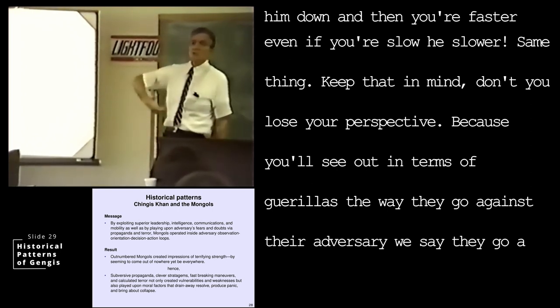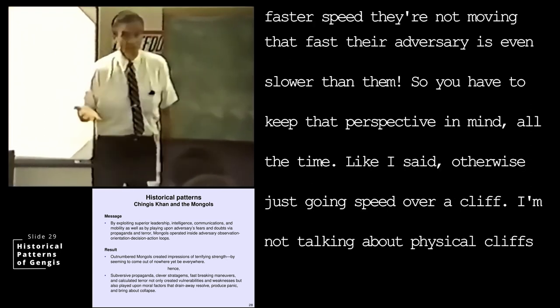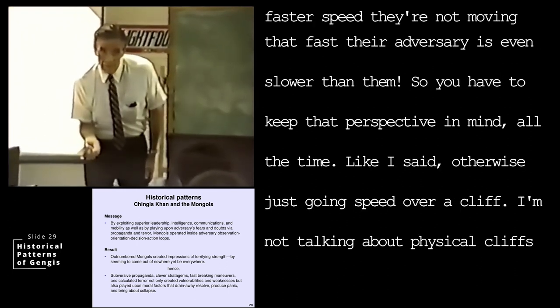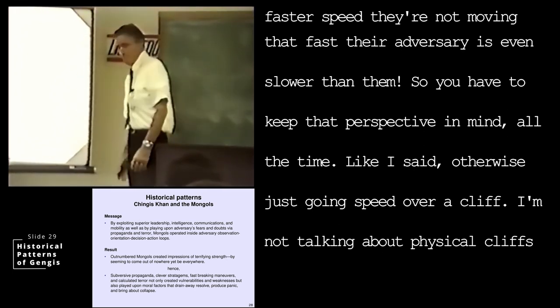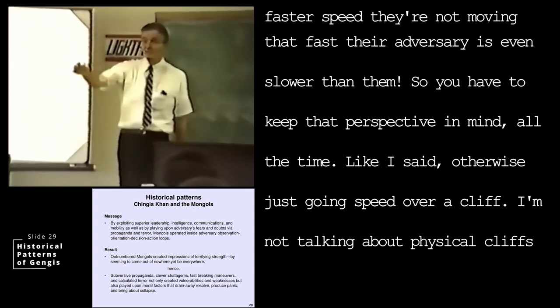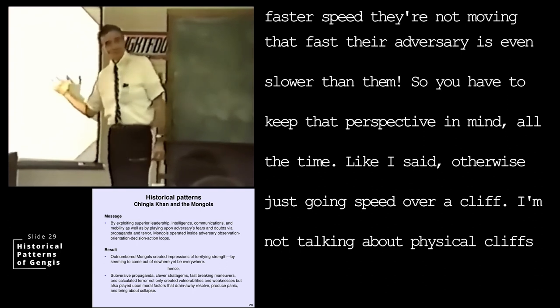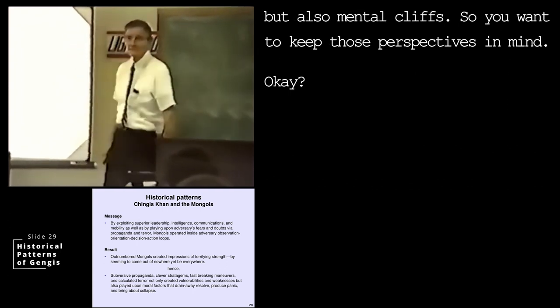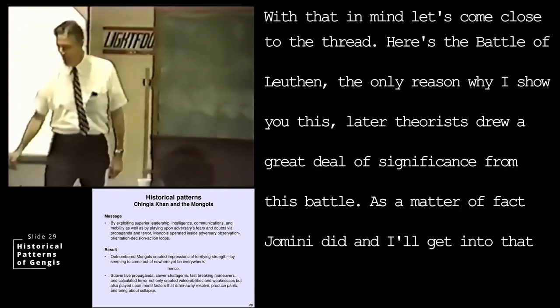Because you'll see how it turns out with guerrillas, the way they go against their adversary. We say they go at faster speed, but they're not moving that fast. Their adversary is even slower than them. You have to keep that perspective in mind. Like I said, otherwise you'll speed over a cliff. I'm not talking about just physical cliffs, also mental cliffs. So I want you to keep those perspectives in mind. Okay?